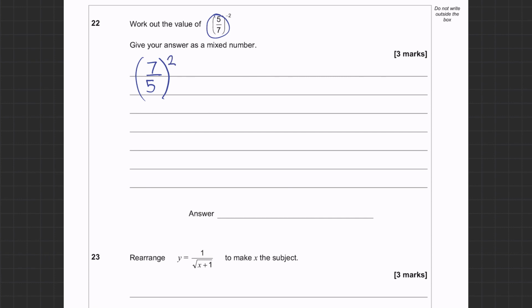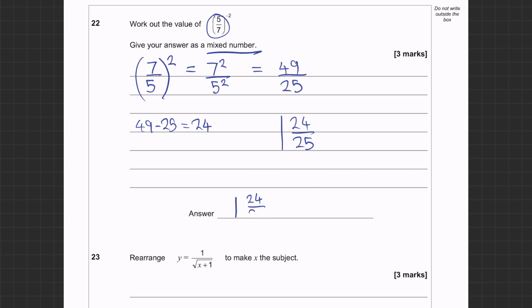So we've dealt with the reciprocal, and now we just have to deal with the fraction to the power of 2. Well, this is the same as 7 squared over 5 squared, which is 49 over 25. So we've now got our improper fraction, but we want this as a mixed number. So we can say 49 take away 25 is 24. So we've got 1 whole plus 24 over 25 left over, and we can't take away another 25 from the 24, so it's just 1 and 24 over 25.